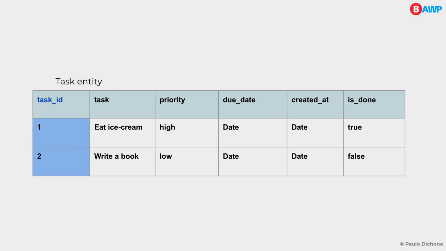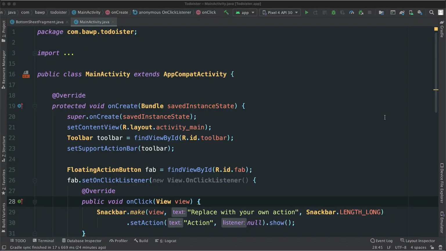We have a due date. We're going to pass a date object. So when is this task due? And we also have another date type column called created at. This created at will have the timestamp of when this item was added into our table. And then we have is done, which could be true or false, a boolean that we can store. And there you have it. So let's go ahead and start putting together this task entity.